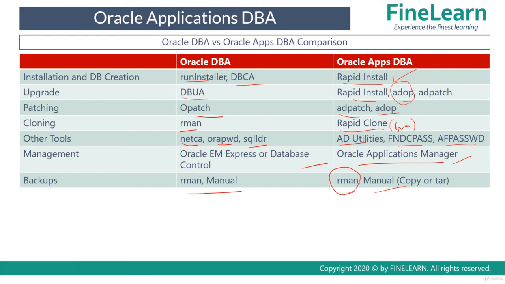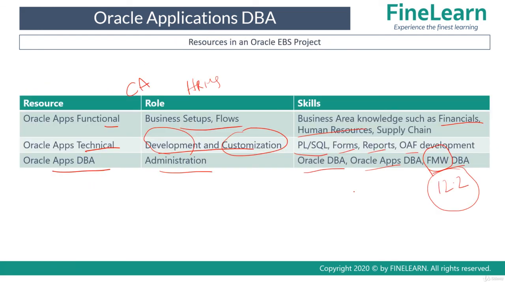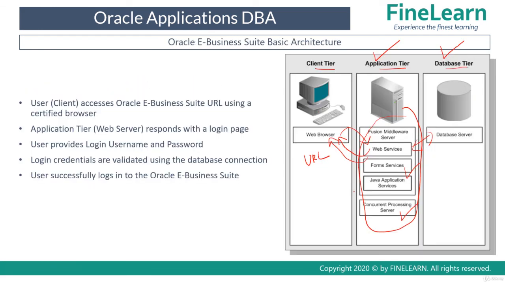Now there is one important point I'd like to make before we close this topic. If you're an Oracle DBA right now, it means you have been administering only the database tier till now. If you become an Oracle Labs DBA, you're going to administer the application tier as well as the database tier. So if you're an Oracle DBA, what you're additionally learning here is the administration of the application tier along with the database tier.